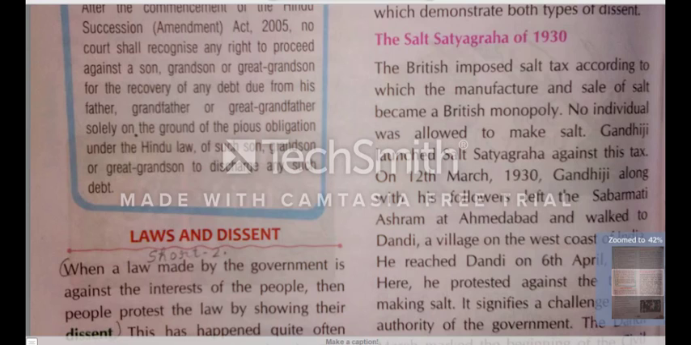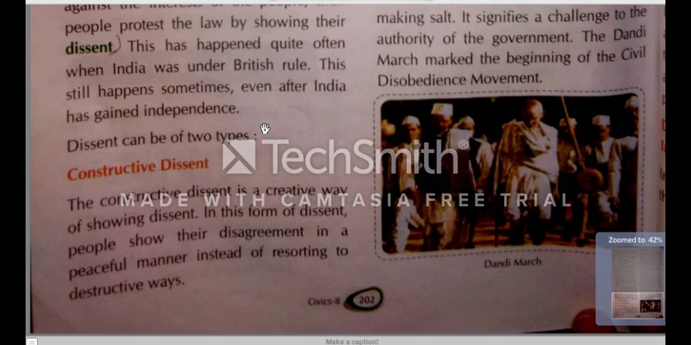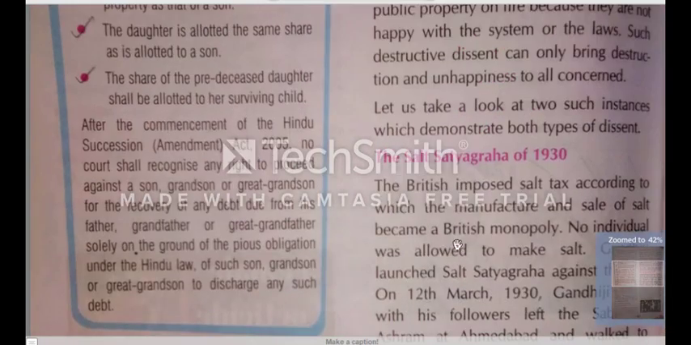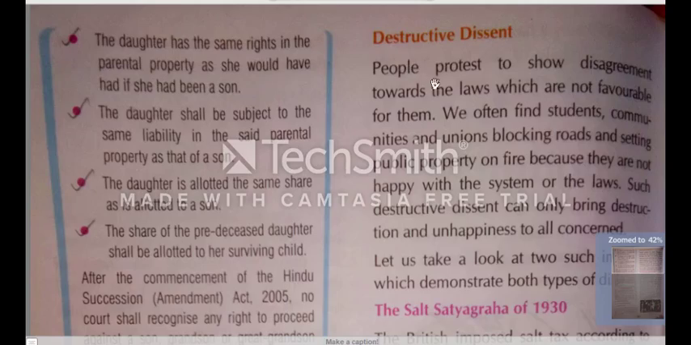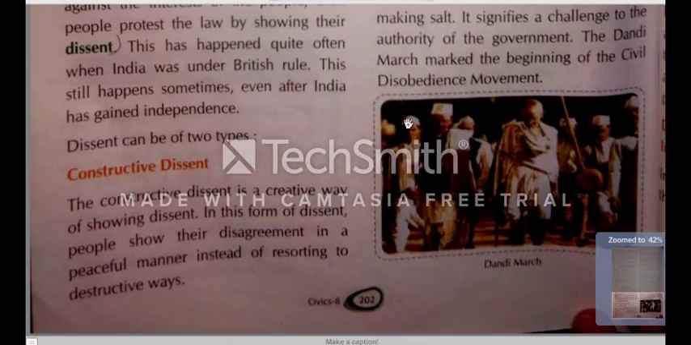Okay, let's see. We were talking about laws and dissent. And here, today, we will talk about its types. Dissent can be of two types. First is constructive dissent, and second is destructive dissent. So first is constructive dissent. What is the meaning of constructive?